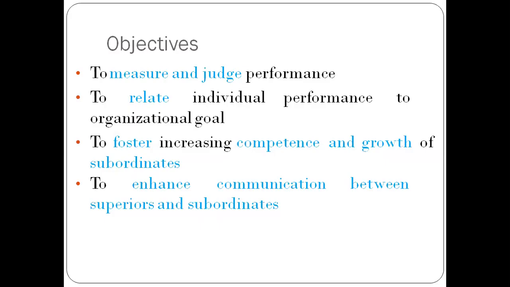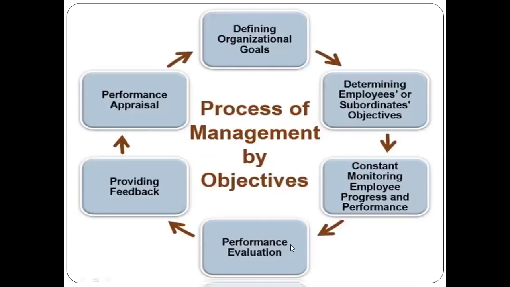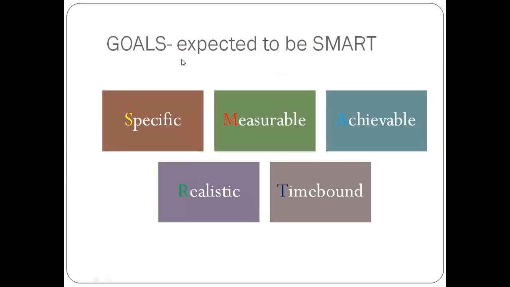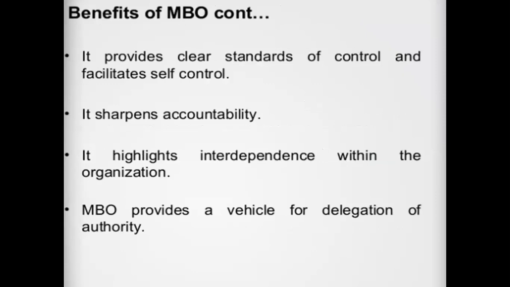Then definition, objectives, steps. First we have to set the goals, then we plan, then we implement the plans, then we review the performance. Then the cycle: define the organization goals, then employer and subordinate objectives are determined. We have to constantly monitor employee progress and performance, with evaluation, providing feedback and performance appraisal. Then goals are SMART: specific, measurable, achievable, realistic, and time bound.